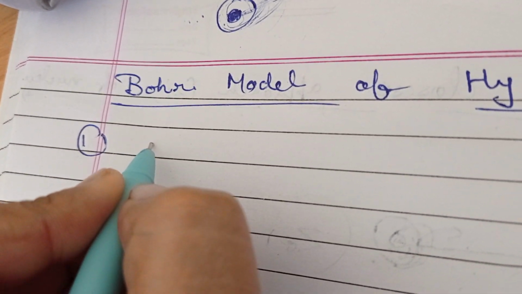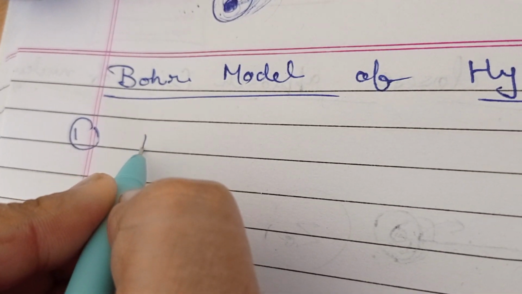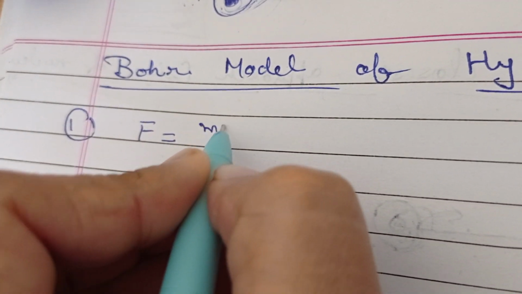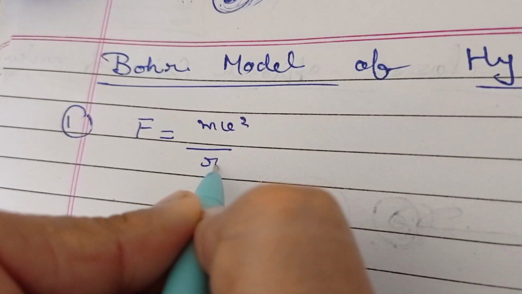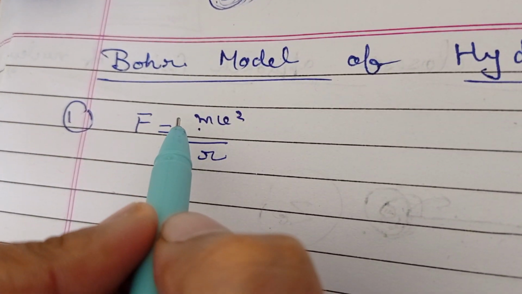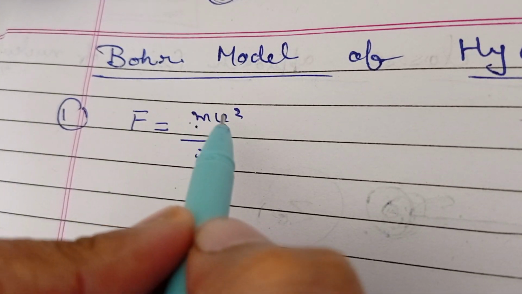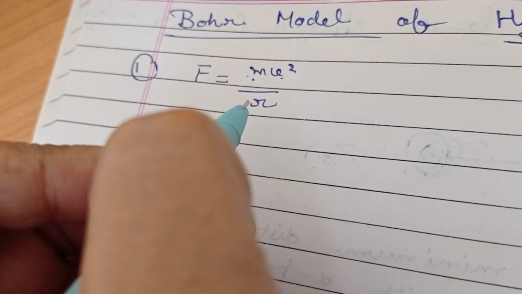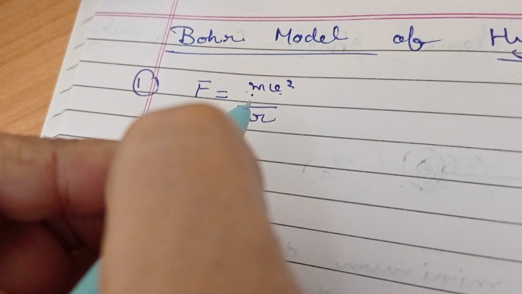What is the expression for centripetal force? You have studied it in the +1 class. The expression for the centripetal force is mv²/r. m is the mass of the particle which is revolving in the circular path, v is the velocity of that particle, and r is the radius of that circular path.